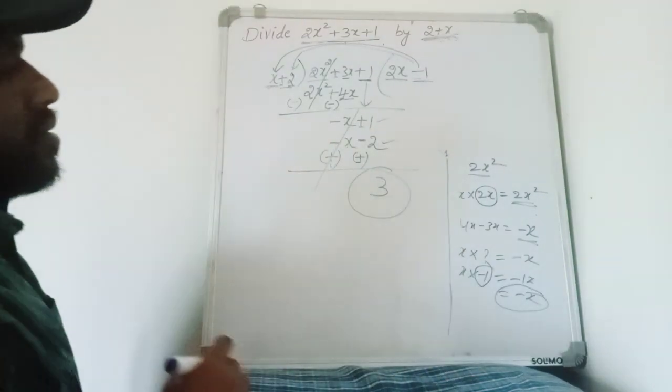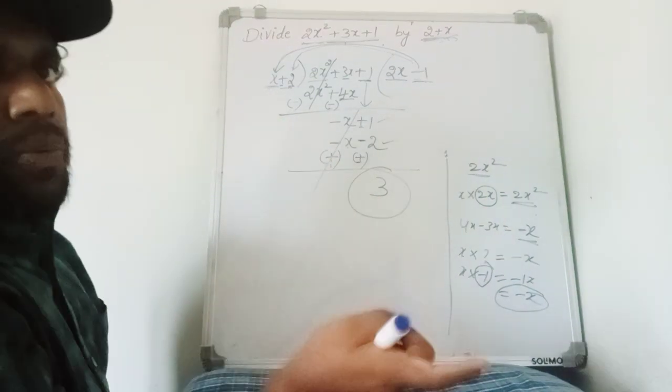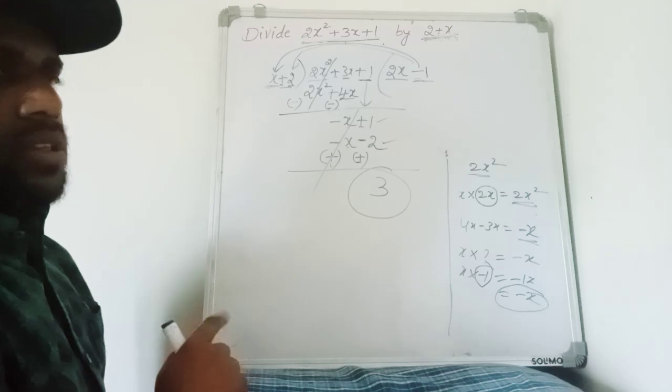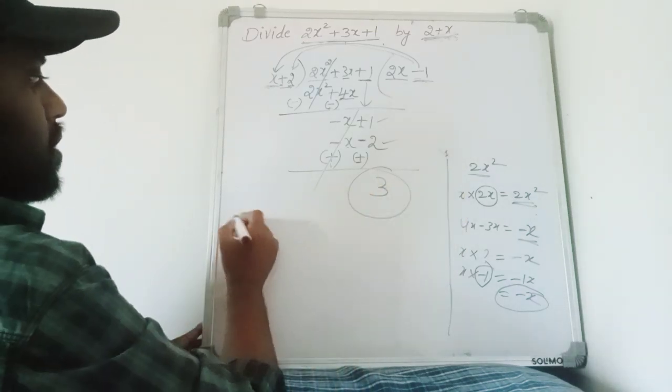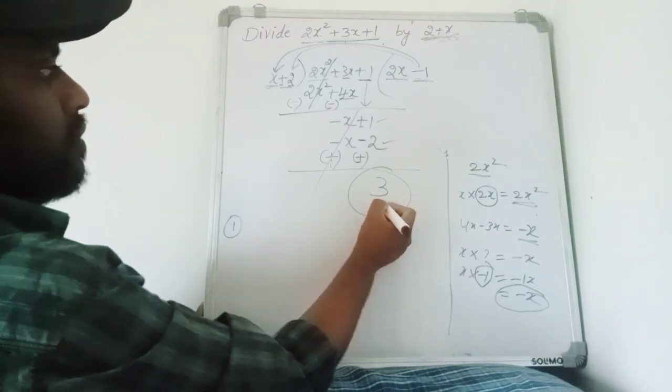See, whenever you get 0 here, we have to stop here. We have to stop the division process. Not only 0, another condition is there. When we have to stop this polynomial division: one, when we get 0 here.